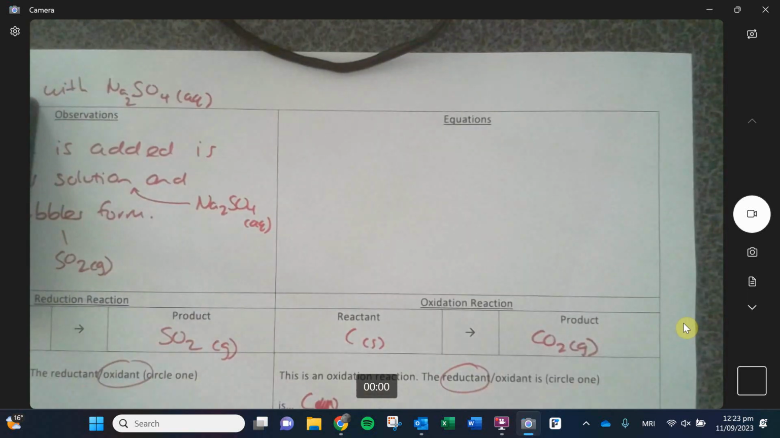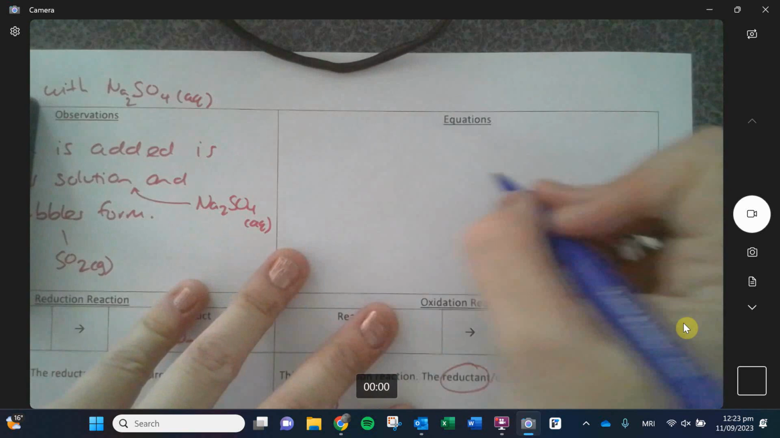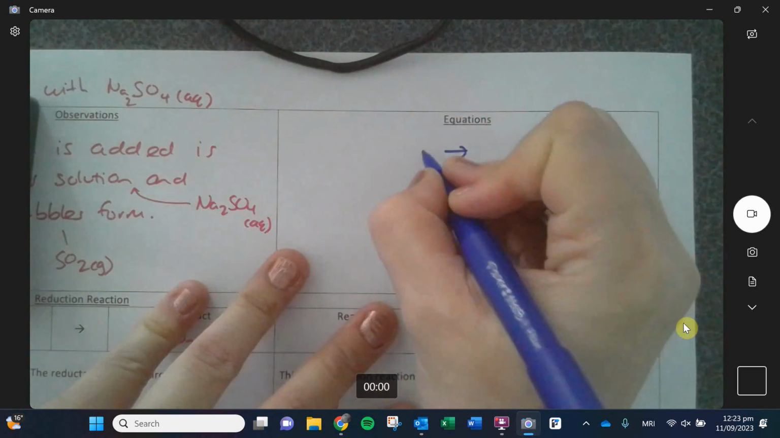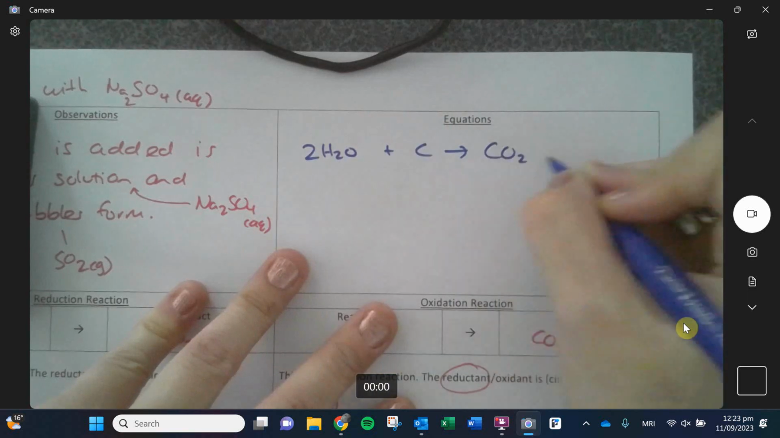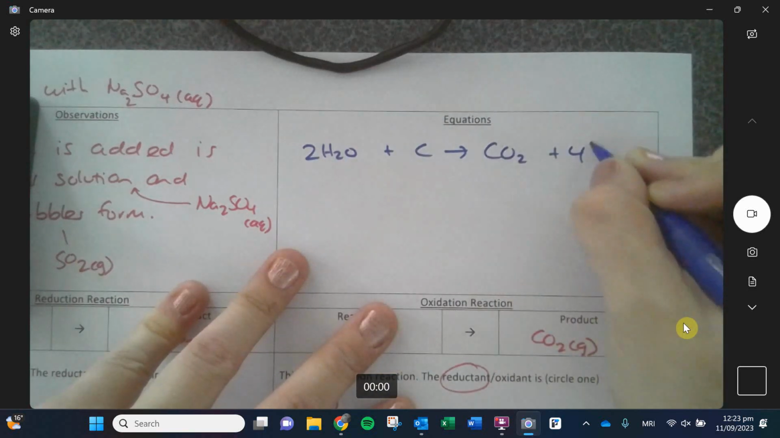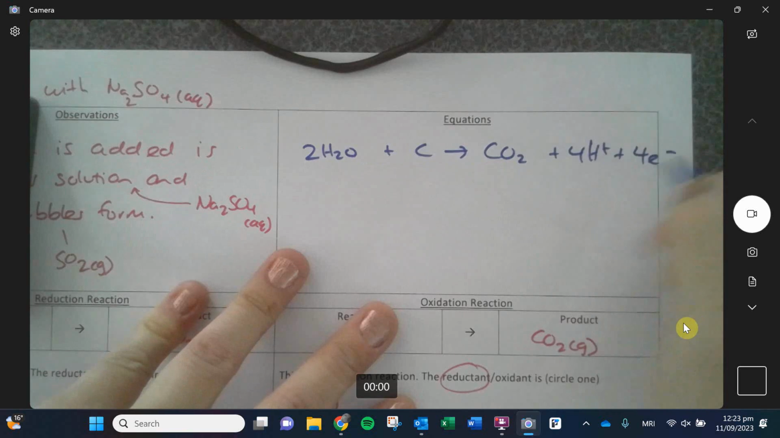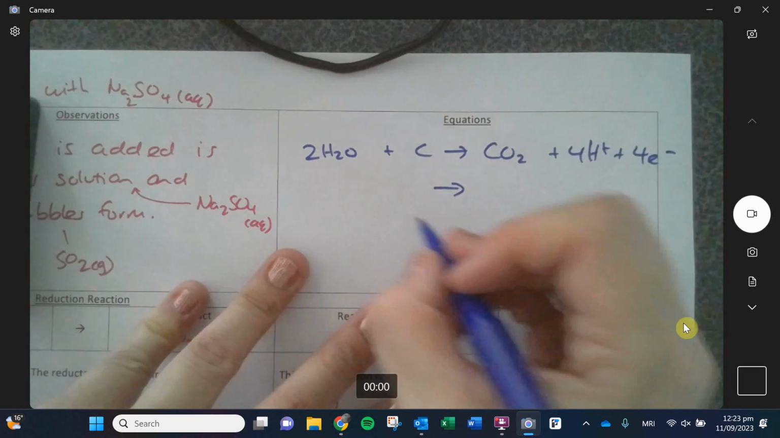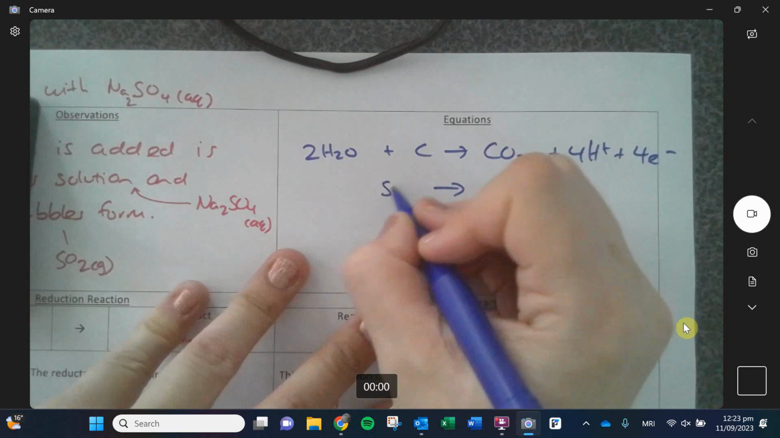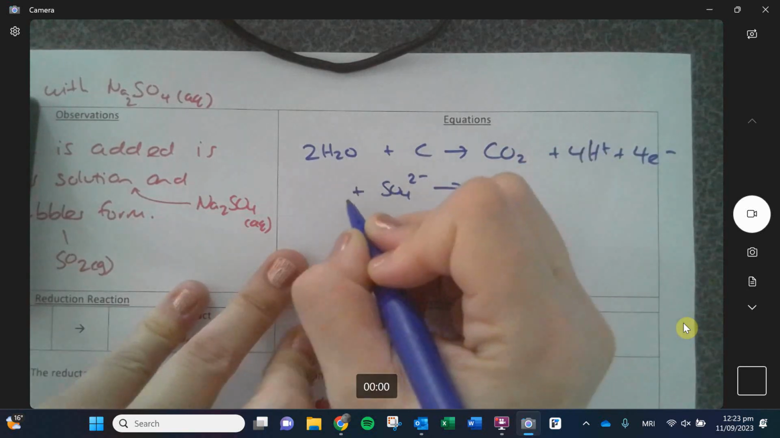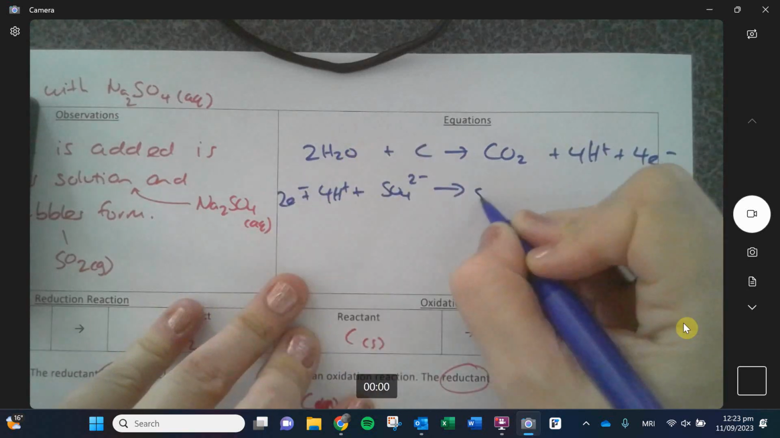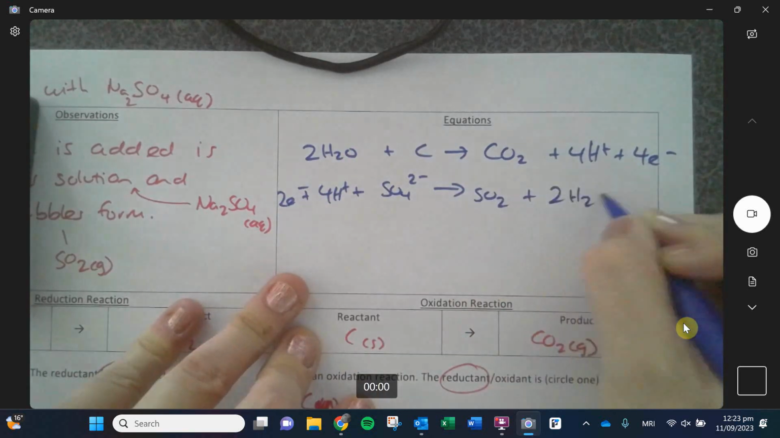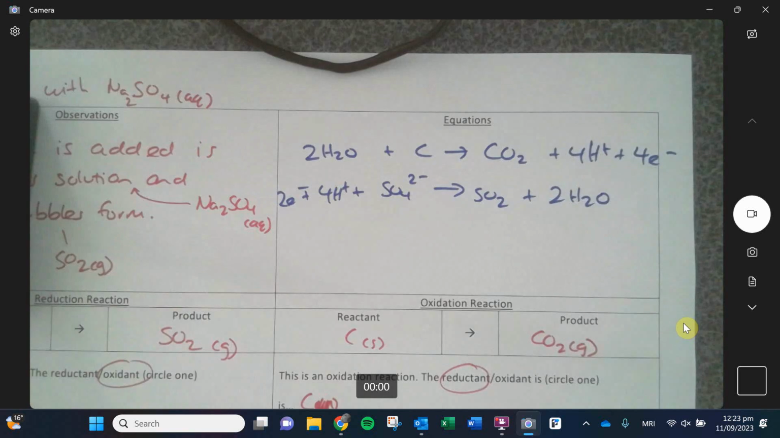The last thing I need then for the merit is your half equations, which is what we did over here. So carbon plus H2O, we added 2. They do need to be balanced if you're aiming for that. So those are my half equations. That gets me now up to merit.